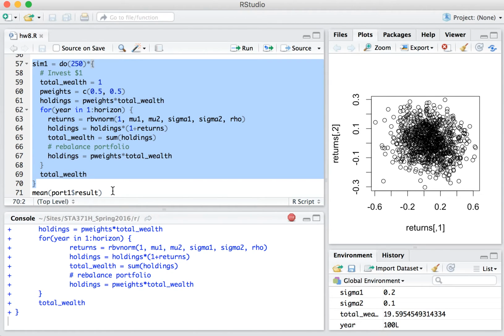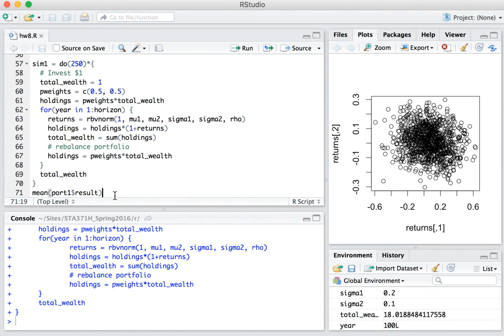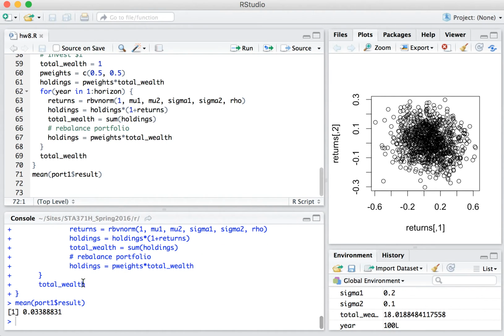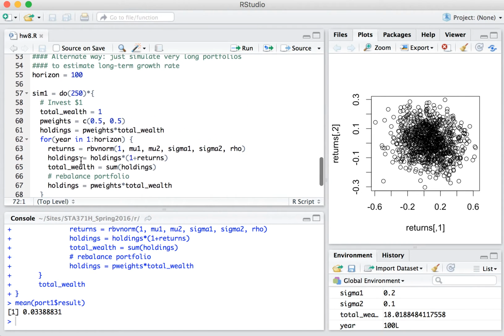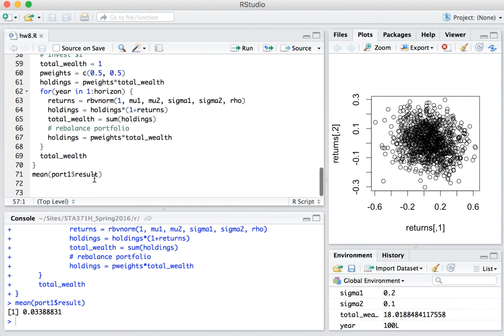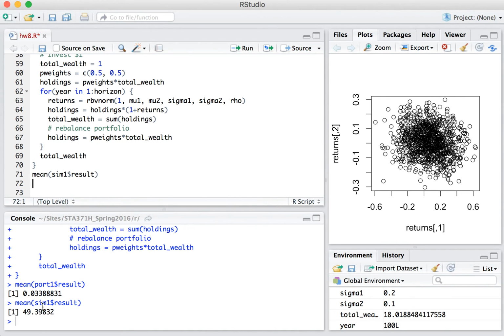and every time simulating a 100-year investment trajectory, you can see why I'm only doing 250, because it does take a while here. To just do one takes a little bit, to do 250 takes a little bit longer. If I want to do enough, I probably need to do 10,000 of these and let it run over lunch or something like that. In any event, oops, I got it wrong here. It's not port 1, it's sim 1 right there. So mean of sim $1 result. And it looks like my mean wealth at the end of 100 years here is about $50.